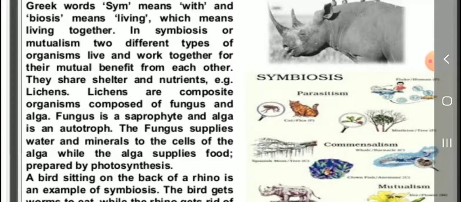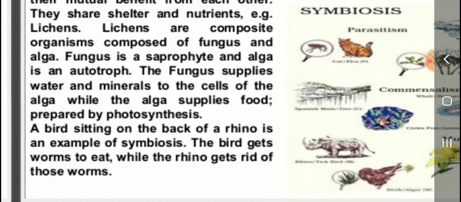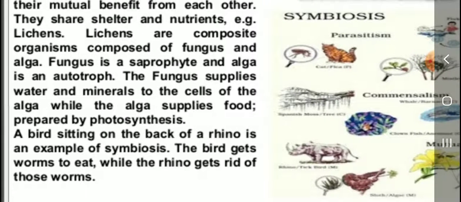Example, lichens. Lichen is a symbiotic plant. Lichens are composite organisms composed of fungus and algae. Composed of fungus and algae is known as lichens. Okay, fungus is a saprophyte. Algae is an autotroph. The fungus supplies water and minerals to the cells of algae, while the algae supply food prepared by photosynthesis. Okay, that is a symbiosis plant.